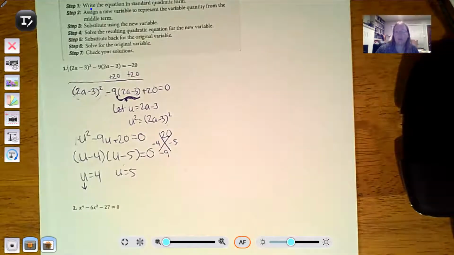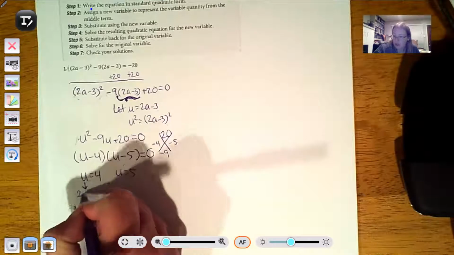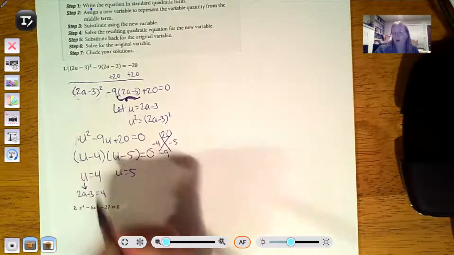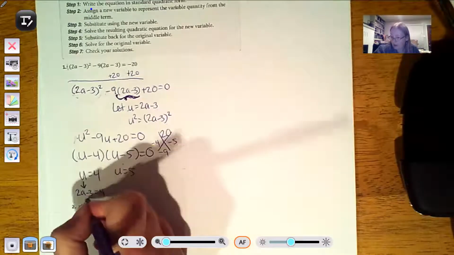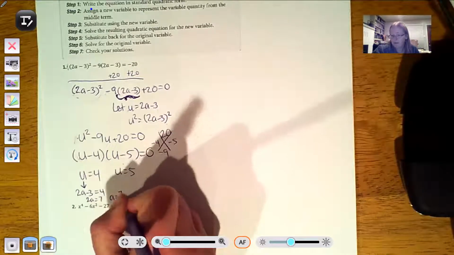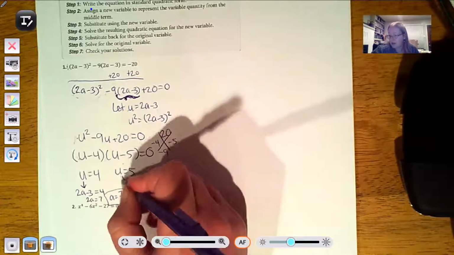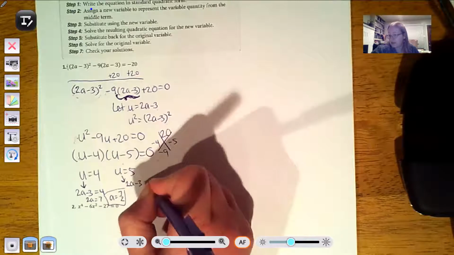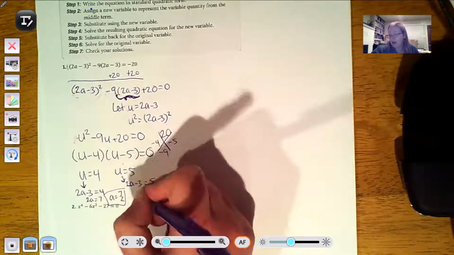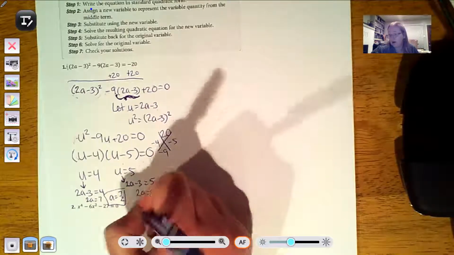I'm going to say, well, U represented 2A minus 3. So this is 2A minus 3, so that has to equal 4. I'm going to add 3 to both sides and then divide by 2. So A is 7 halves. And then here, same thing. This is 2A minus 3. It's equaling 5. Add 3, that gets me 8. Divide by 2, I get 4.